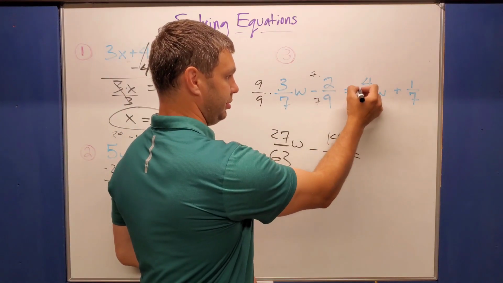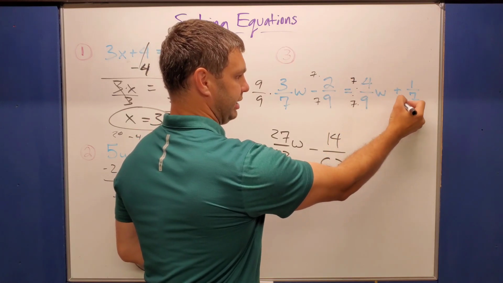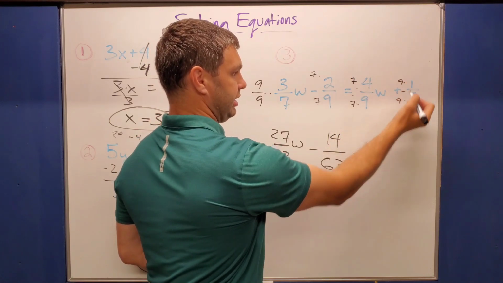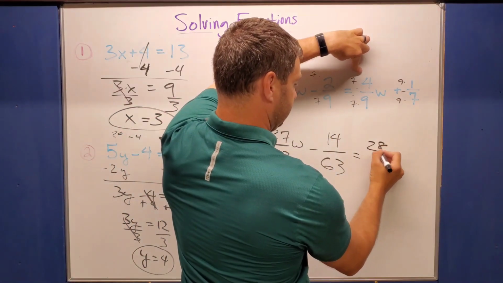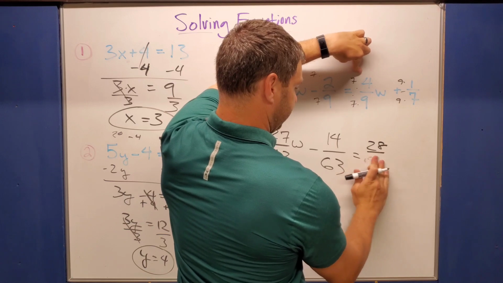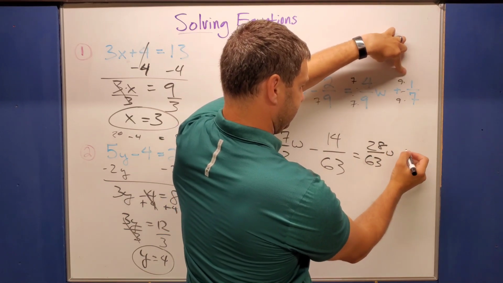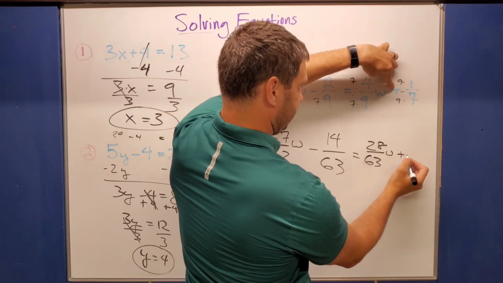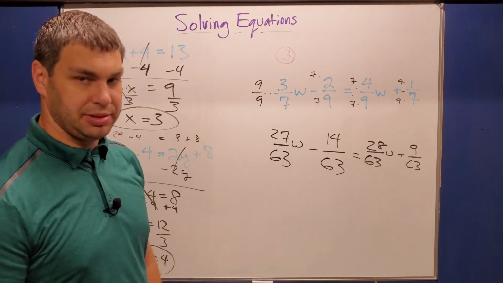And then same thing over here. I'm going to multiply this by 7 over 7, and this one by 9 over 9. So let's see, this is 28 over 63 w, and this last one is plus 9/63.